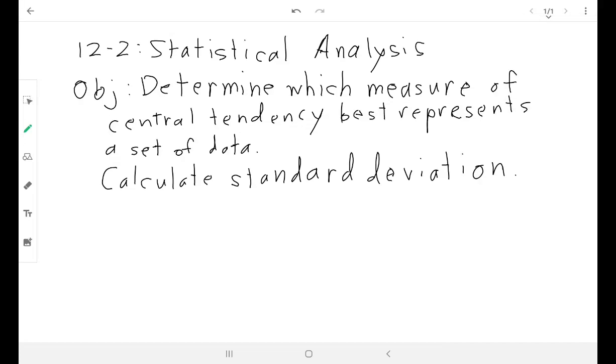Hello, Algebra 2. Today we're going to be looking at Section 12-2, Statistical Analysis. This continues our unit for statistics and probability. Our objective is to determine which measure of central tendency best represents a set of data and to calculate standard deviation.